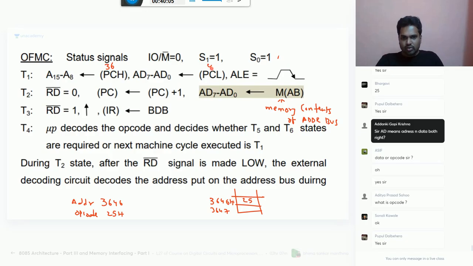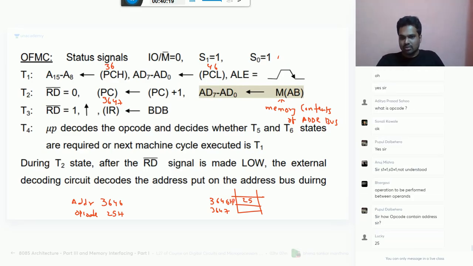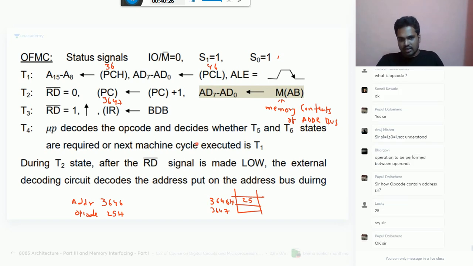PCL, what is PCL? 46. So in the first T state the address bus is copied with 3646. Now it will become 3647. Now the address bus is copied with the contents of the memory. First listen, don't type. See here, 3646 is the address. In this memory, at this address, what is the content? 25.